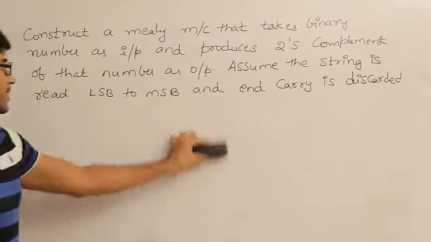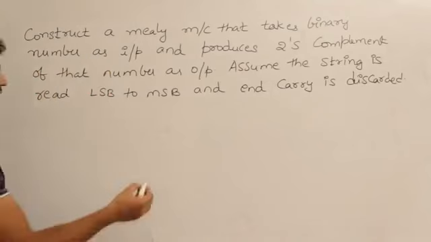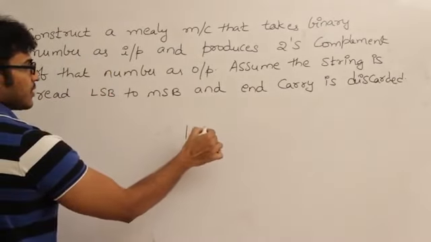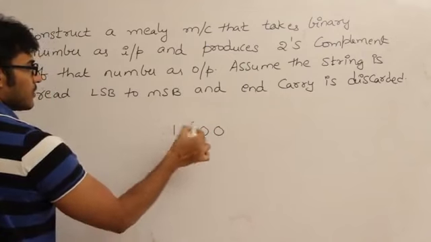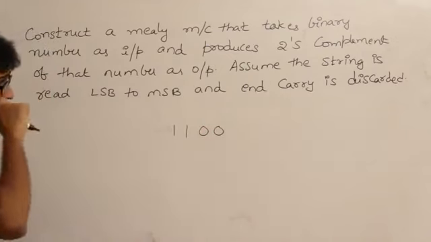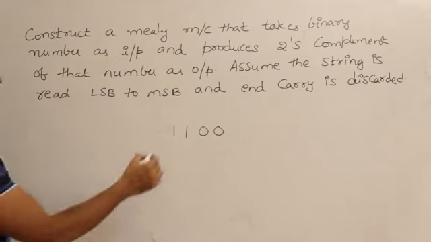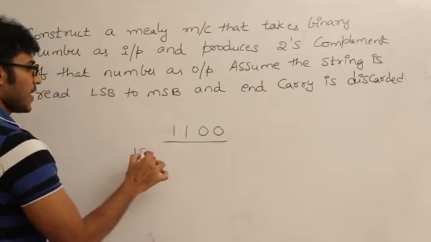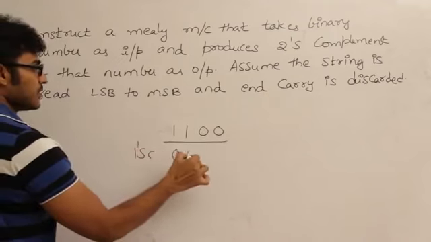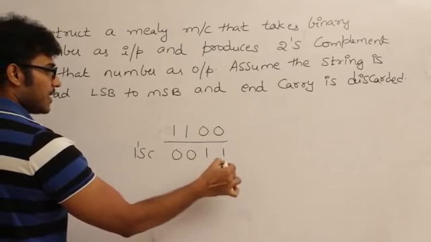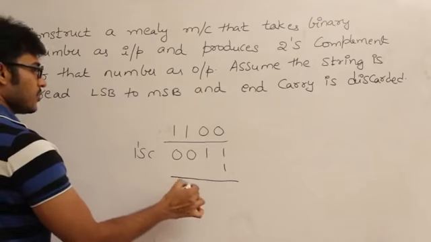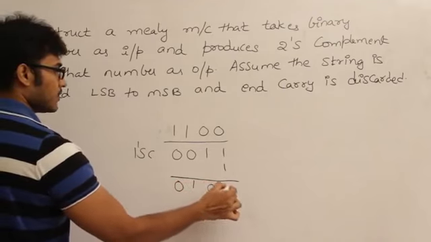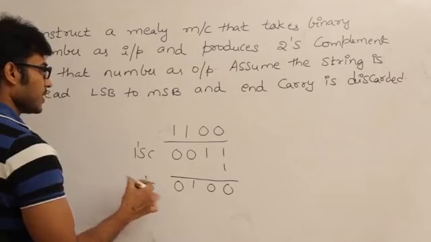and moreover, let us talk about twos complement first. Let us say I have a number 1 0 0 1 1 0 0. I want to find out the twos complement. How to find the twos complement of this? First you find the ones complement, which is 0 1 1 0 0 1 1, and then you add a 1. Then what do I get? 0 1 0 0. This is the twos complement.